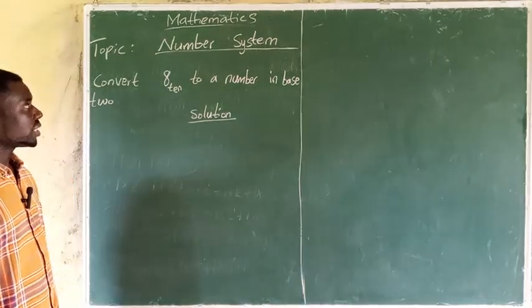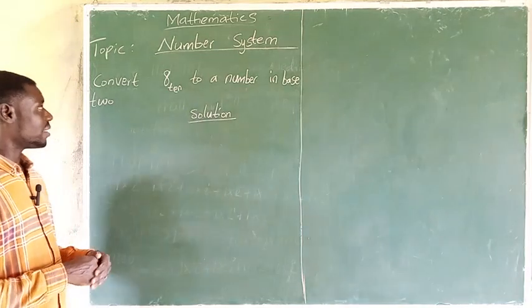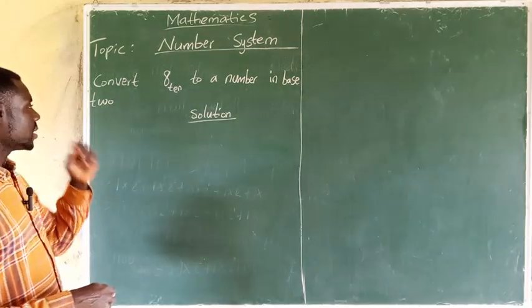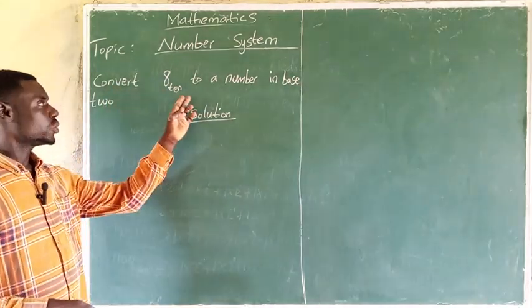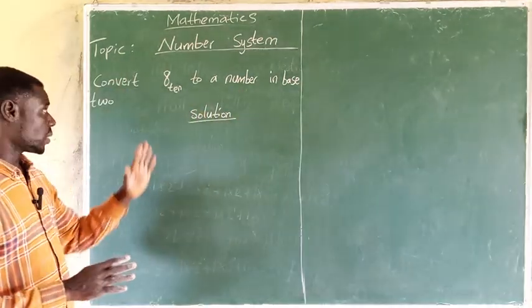Okay, still on conversion of numbers. Now we have expanded to a level where we want to convert from one base to another. Now this is the question. It said convert 8 base 10 to a number in base 2. That means like this one now.